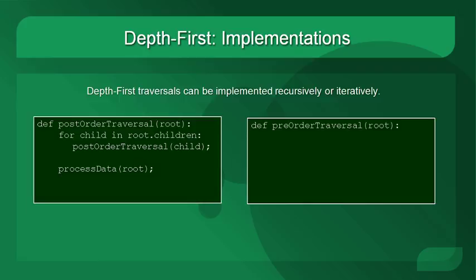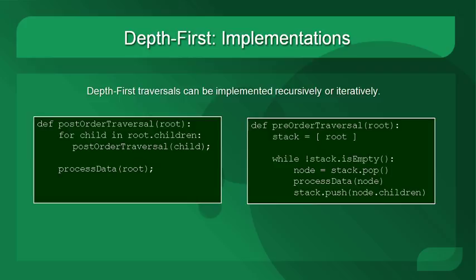In the second example, pre-order traversal is implemented iteratively. So depth first is actually implemented using a stack. We start by adding the root to the stack, and then while the stack is not empty, we pop the first element, or we remove the first element of the stack, we assign it to the node, and we process it. So let's say in this case we print it, and then we add the children of that node to the stack. So we push them to the stack.